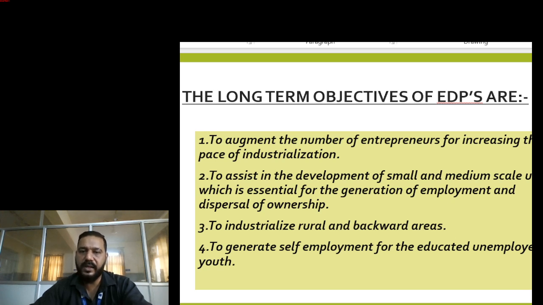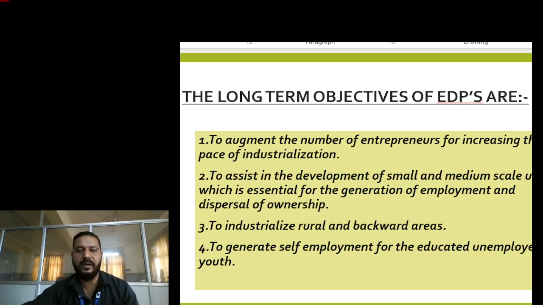Second objective is to assist in the development of small and medium scale enterprises, which is essential for the generation of employment and dispersal of ownership. Means the second objective is telling you to provide assistance to the development of small and medium enterprises. As we all know, in India, MSME is a very big success, providing a huge amount of GDP to the country. EDP provides a base to the MSME segment. That is what is written in the second point.